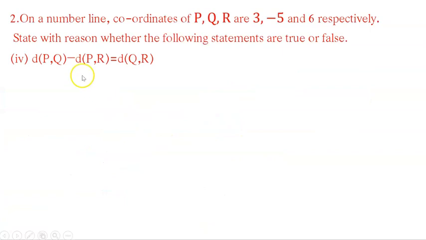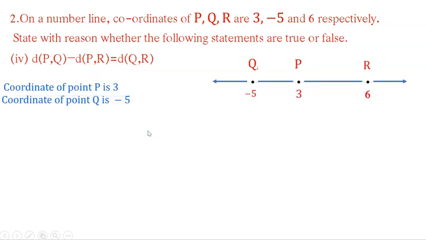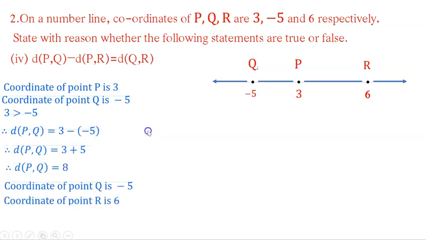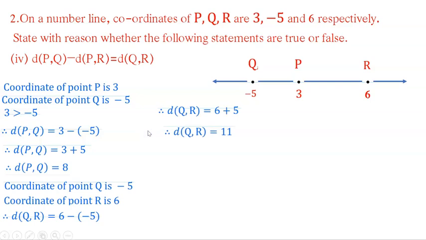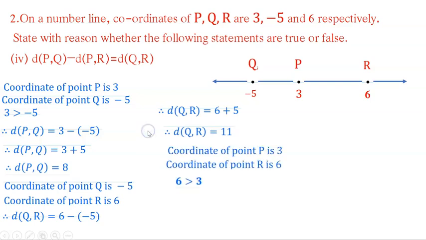Next, distance PQ minus distance PR is equal to distance QR. Okay, now see this here. The coordinates: distance PQ is 8, distance QR is equal to 11 and distance PR is equal to 3. Substitute the values. Distance PQ is 8. Next, distance PR is 3, so 8 minus 3. And the distance QR is equal to 11.